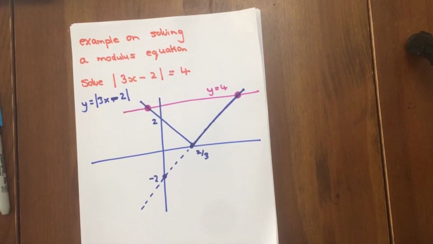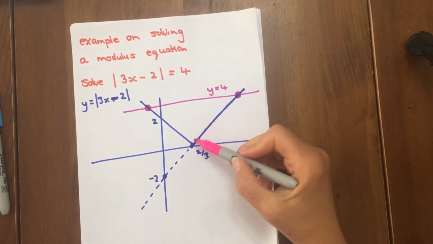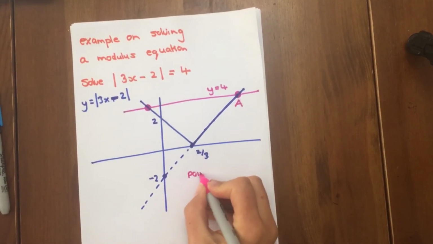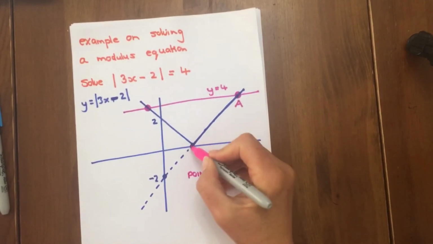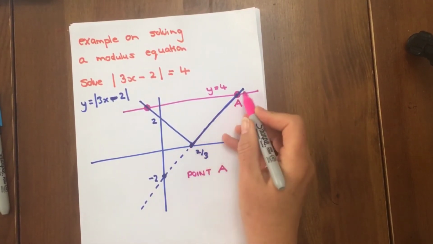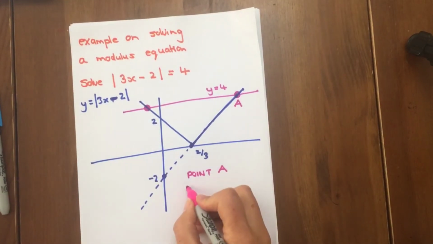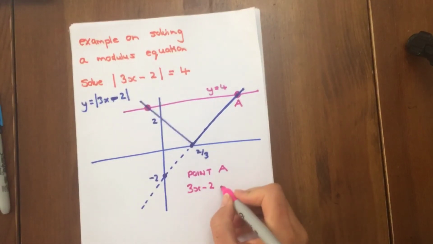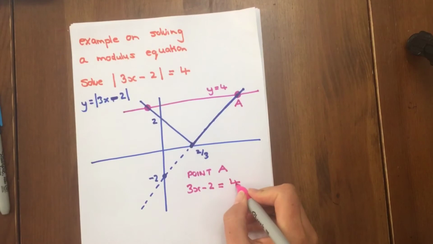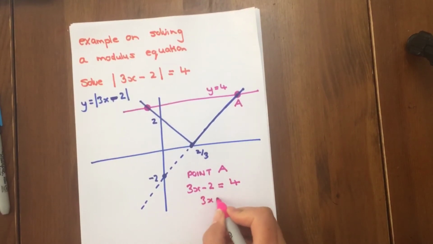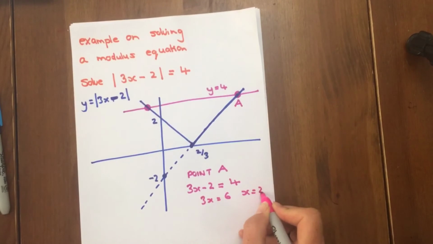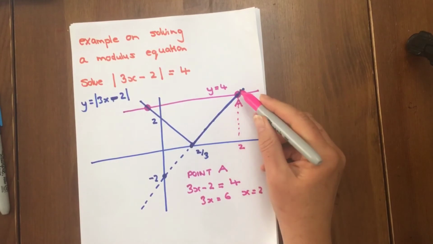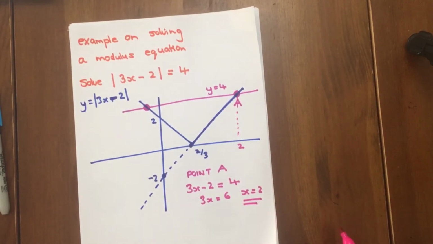Now, how can I work out what those intersections are? Well, this part of the graph, if I'm looking at point A, to find the x value there, this was my positive part of 3x minus 2. So that stays the same because it's all positive. Equals 4. So if I solve that, 3x equals 6, so x is equal to 2. And that makes sense, doesn't it? Because that's 2/3 and that's 2, it's positive. So my one solution is x equals 2.